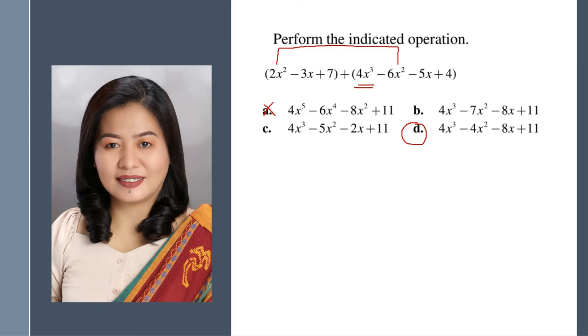So we verify the second one. Negative 3 and negative 5, so that's negative 8x, and 7 and 4 is 11. So our answer is still correct. Yay! So we try to apply this in the next number.